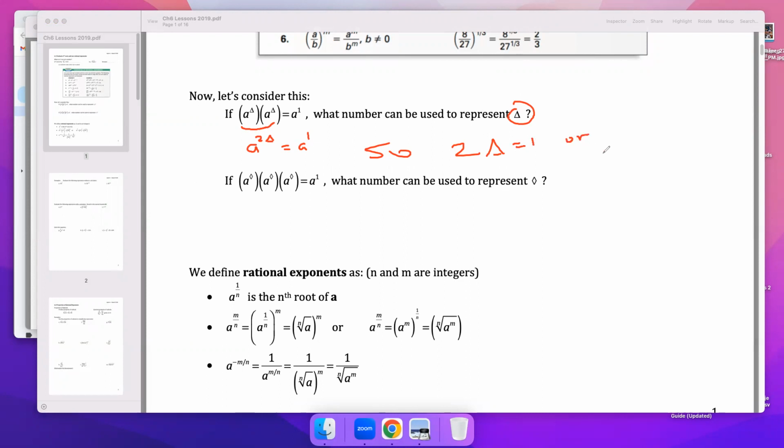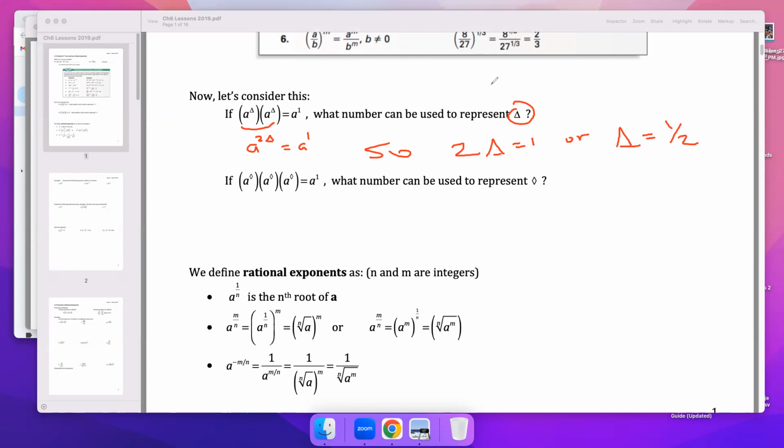So 2 triangle equals 1, right? What does a triangle equal? Yeah, the triangle is like a variable. That's all it is. So you have 2 of those, right? That's why it's a to the 2 triangle power equals a to the 1 on the other side. So therefore, if the bases are the same, the exponents are supposed to be the same. So 2 triangle equals 1, or triangle equals 1/2.